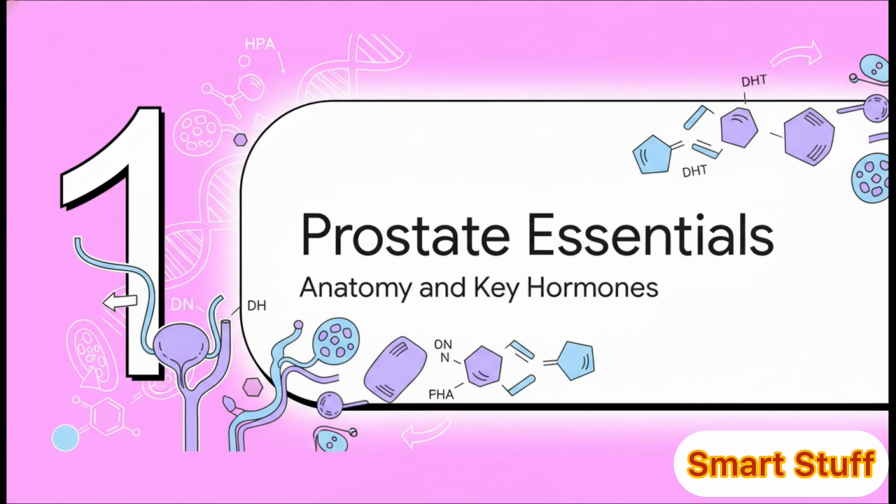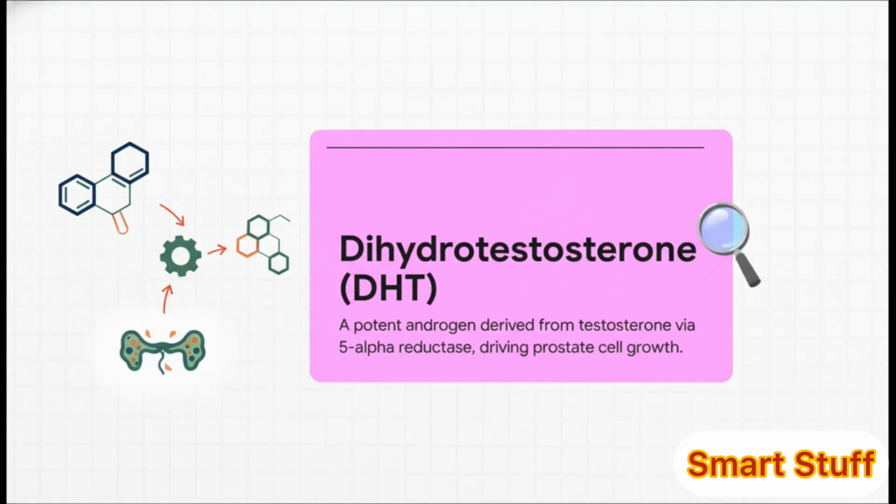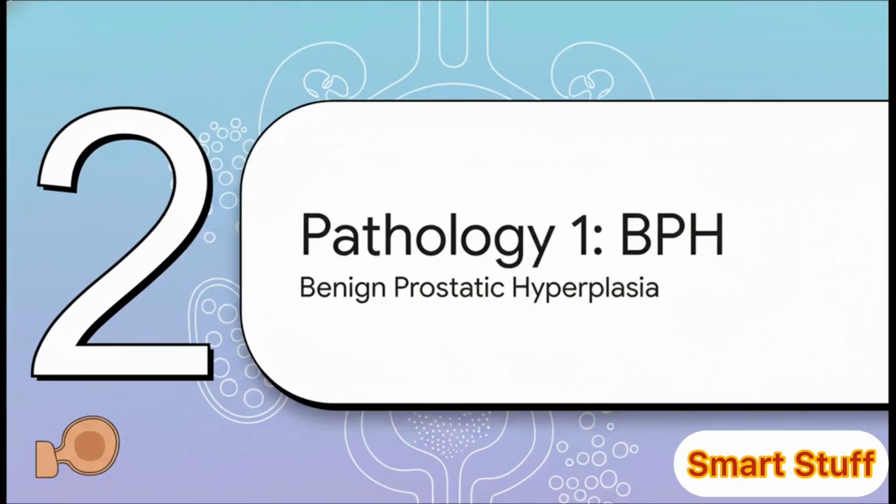Before we can talk about what goes wrong, we need to understand the basics, the key anatomy, and especially the one hormone that really runs the show here. Okay, if you're going to remember one molecule from this whole talk, make it this one, dihydrotestosterone, or DHT. Think of it as testosterone's super potent cousin. It gets converted from regular testosterone by an enzyme called 5-alpha reductase. So why do we care so much? Because DHT is the main engine driving prostate cell growth, making it public enemy number one when we talk about BPH.